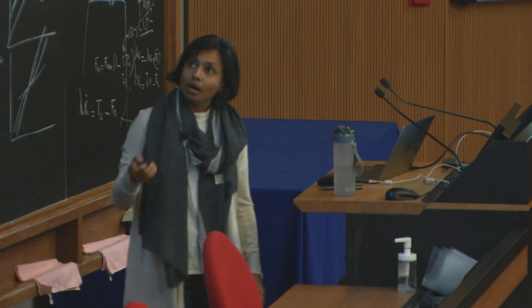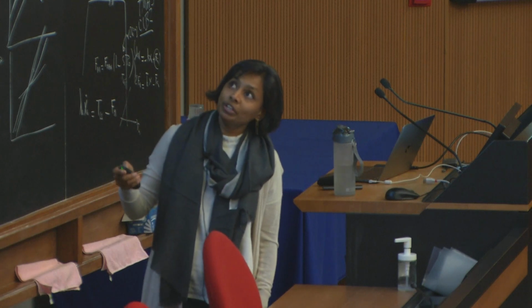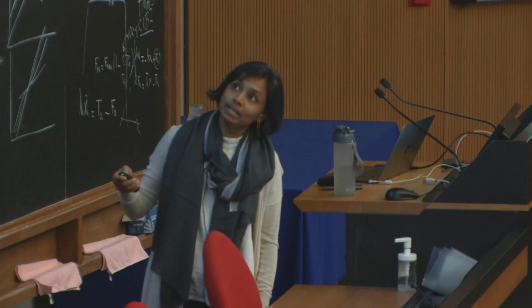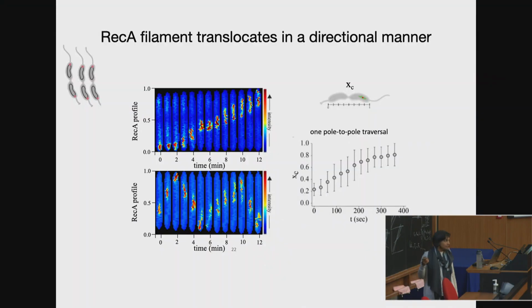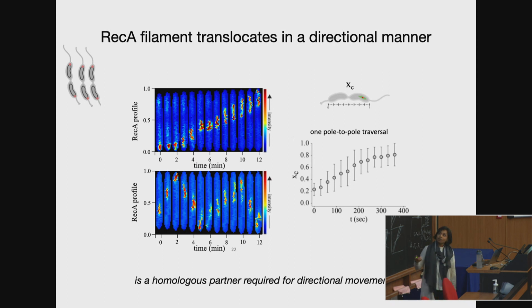If we define what a traversal is, we define it as the movement of RecA from the pole where the break occurred to the opposite cell pole. It takes approximately 3 minutes or so for RecA to move from one pole to the opposite cell pole. And it takes about 6 to 8 such back and forth movements till RecA finally finds its homologous partner in the cell. So the question Afroz then asked was, is a homologous partner required for this directional motion?